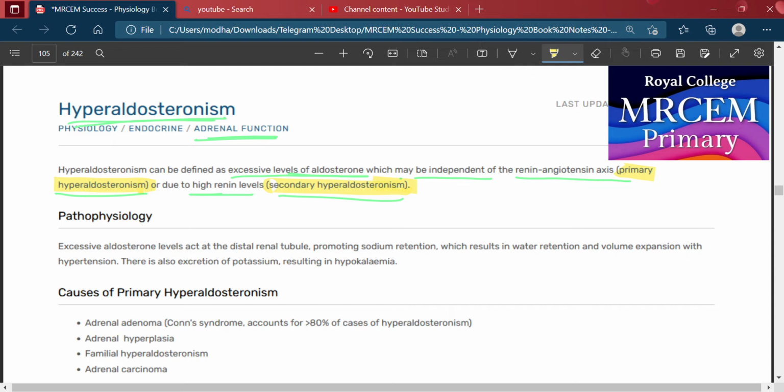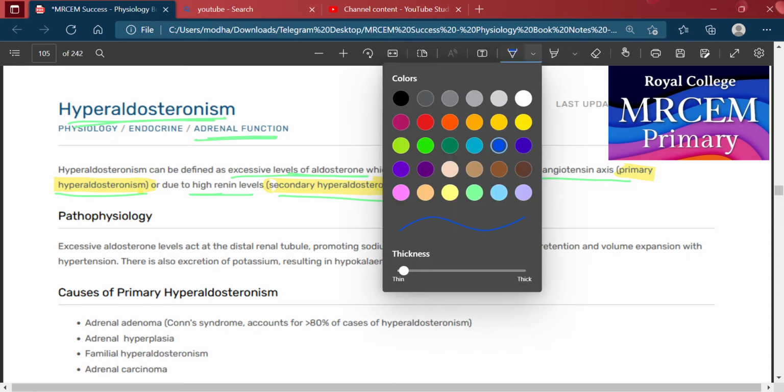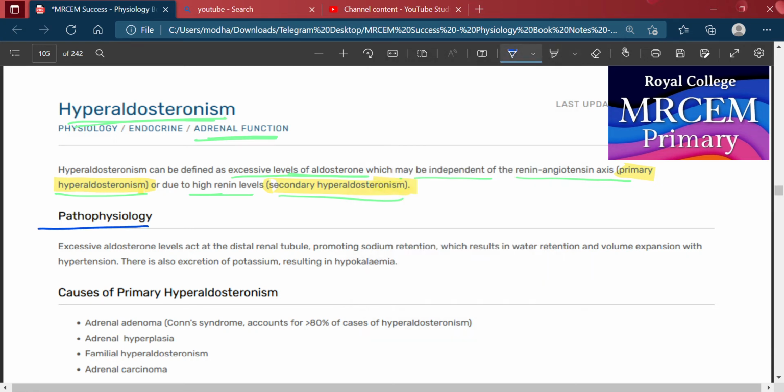Okay, now what is the pathophysiology? Excessive aldosterone level acts at the distal renal tubule. As we have seen earlier, this is the proximal tubule, then this is the loop of Henle, and this is the distal tubule.